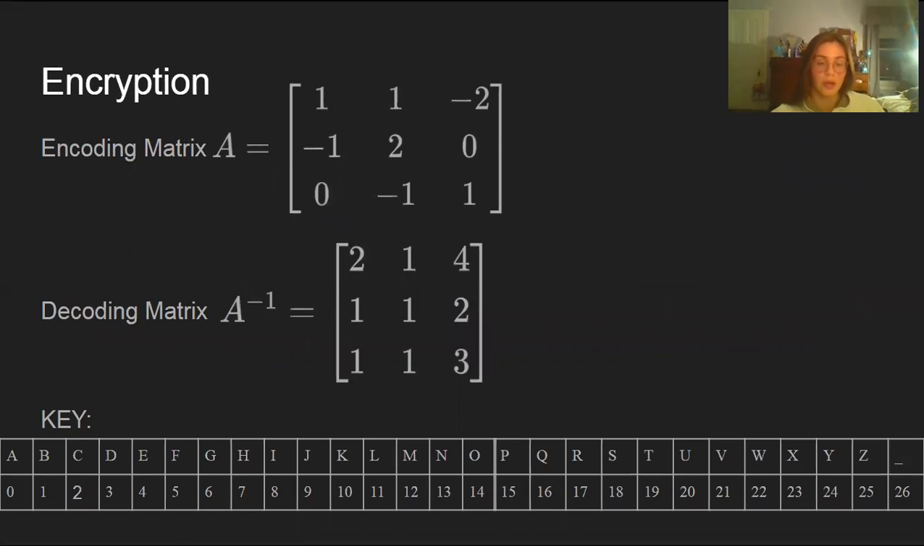So to start off with the encryption, we'll need our encoding matrix, which has to be invertible, and this will give us the decoding matrix. We'll also need to define a key. It can be anything you like. I chose the alphabet and a little underscore for my space.